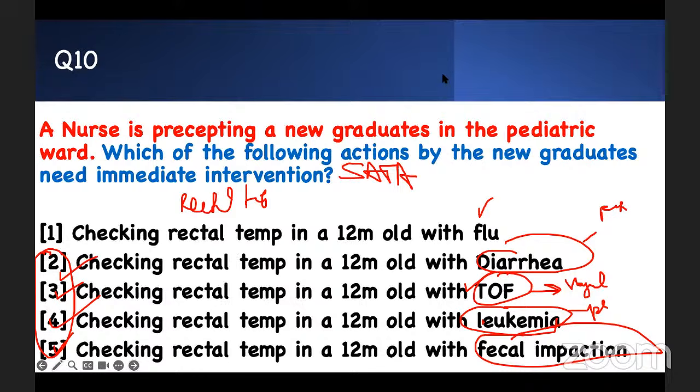No. 2 to 5 are your right answer. You need to intervene.